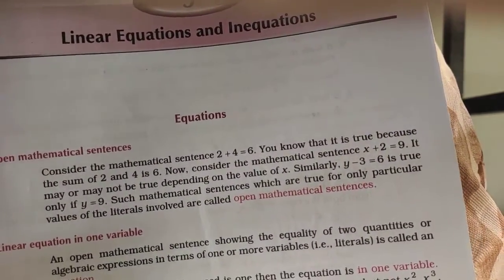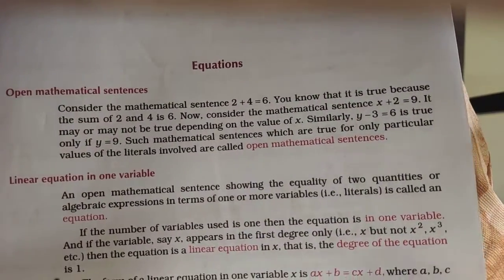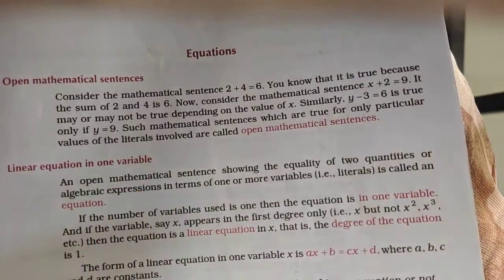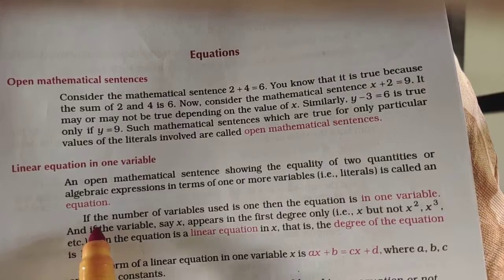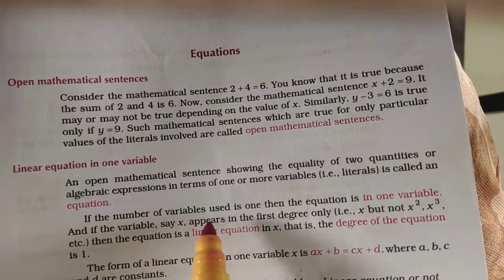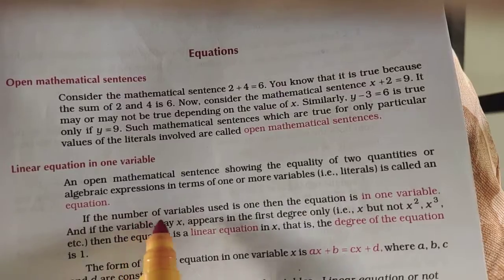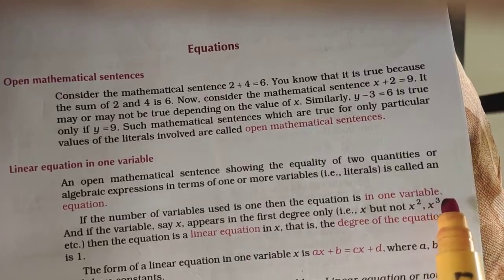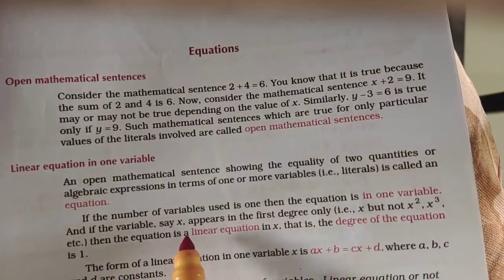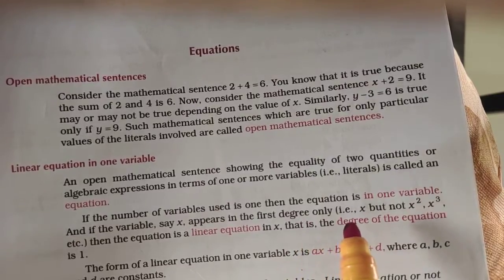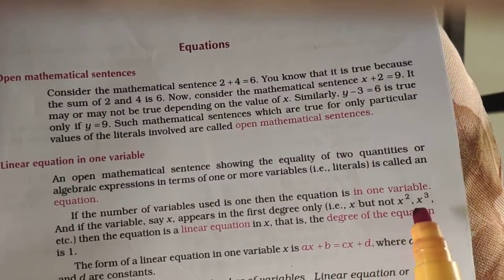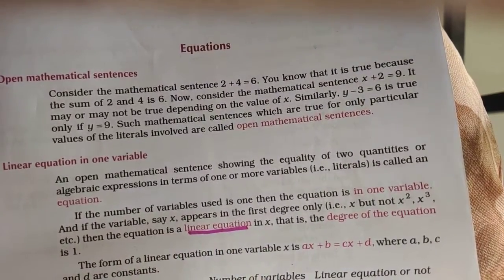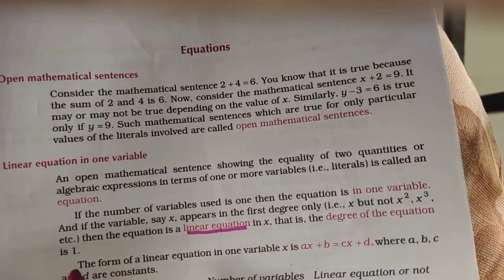Okay children, I'm going to read a definition. You all open your book and just continue along with me. Linear equation in one variable. That is what I'm going to tell you now. If the number of variables used is 1, then the equation is in one variable, and if the variable say x appears in the first degree only, that is x, but not x power 2, x power 3, etc., then the equation is a linear equation in x. That is, the degree of the equation is 1.